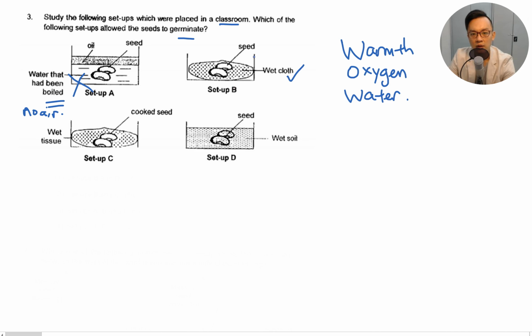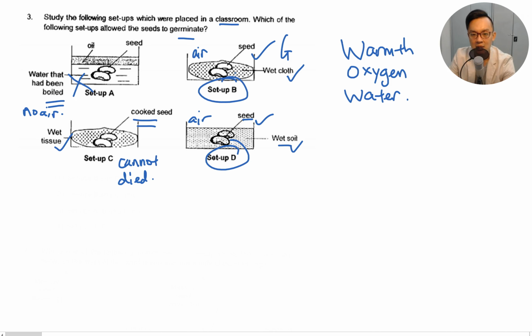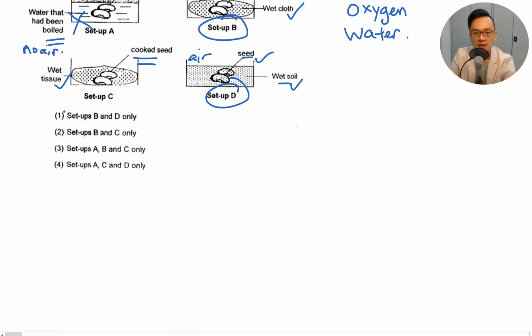Setup B has wet cloth, it has a seed, it has air over here, it's not placed in the refrigerator, so this will germinate. Setup C has wet tissue, cooked seed. Cooked seeds also cannot germinate because they have already died. It's no longer a living thing after you cook it. Likewise, if I cook you, you will probably not be a living thing anymore, so you will have died. So D, seed, wet soil, yes, I need this, they have air, so D and B are the ones that will germinate. So the answer is number 1.